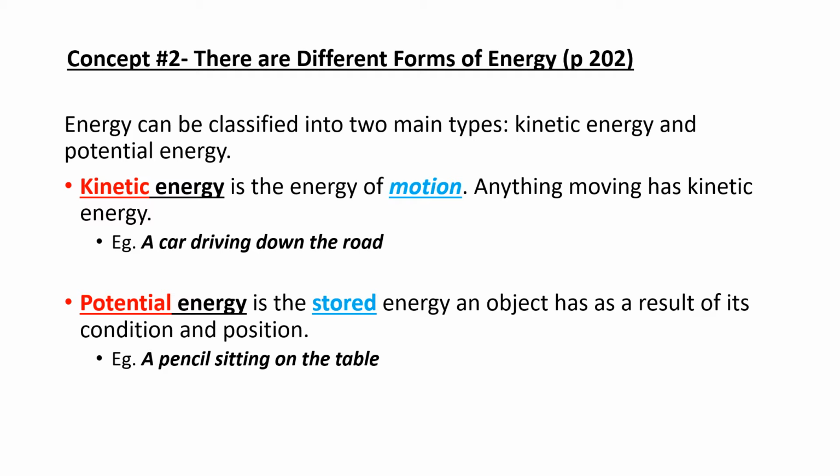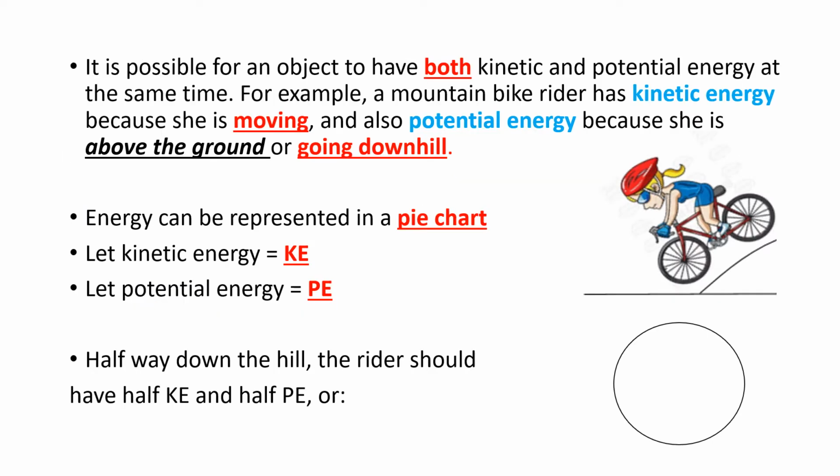Potential energy is stored energy that an object has as a result of its condition and its position. If you have a pencil sitting on the edge of a table, it's above the ground and could potentially fall, so it has potential energy. If something's already on the ground, then it doesn't have potential energy, at least due to its position, because it's not going to fall any further. It is possible for an object to have both kinetic and potential energy at the same time, so it's not an either-or situation. A mountain bike rider has kinetic energy because she's moving, and also potential energy because she's above the ground or going downhill.